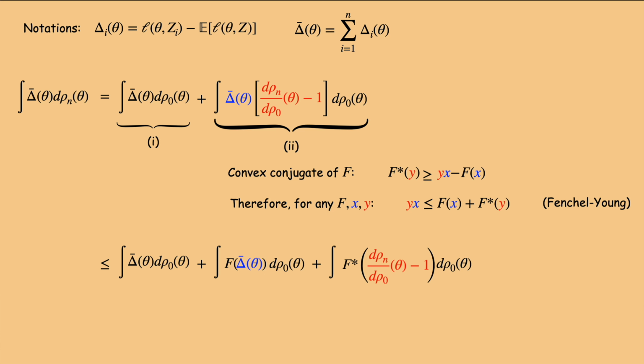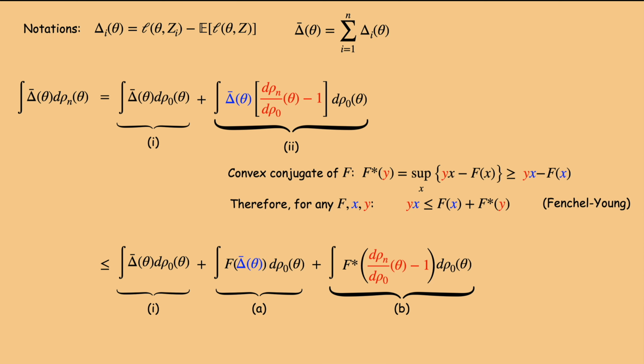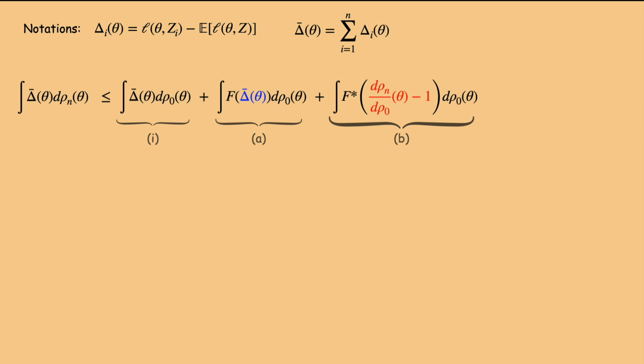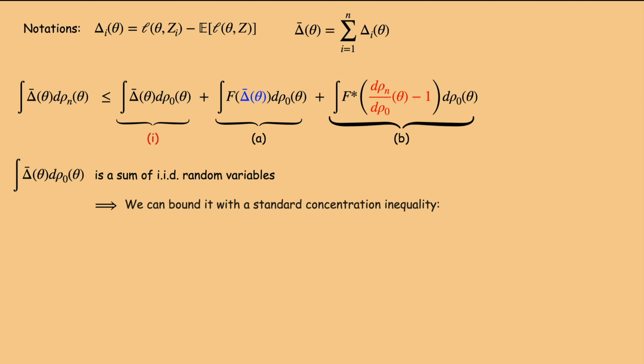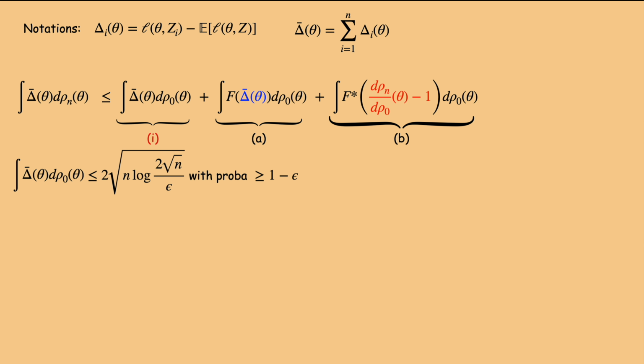It only remains now to bound each of the terms I, A, and B, and we're done. First, the term I. Since the prior rho 0 does not depend on the observations, it is a sum of independent random variables, and we can bound it using the following concentration inequality. So I'll skip the details here, this is not the most important point of the proof, but if you want to know more about concentration inequalities, I have made a detailed video whose link will be in the description.